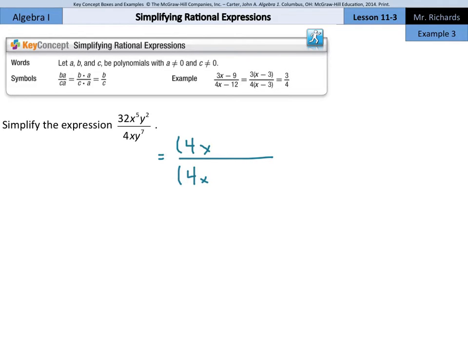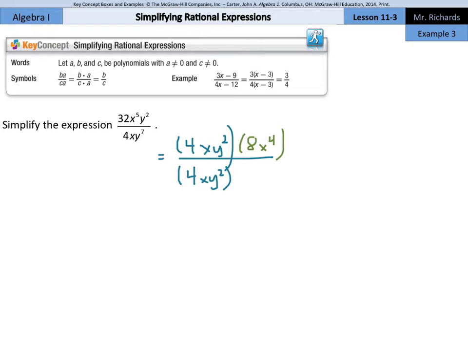And what about y squared and y to the 7th? Well, that's just y squared. So we're going to be taking out the GCF 4xy squared out of both. And what does that leave us with here? Well, from the 32, if we take out a 4, that's just 8. And from x to the 5th, if we take out 1x, that's x to the 4th. And for the y squared, when we took out a y squared, that leaves us with just the number 1. So it's just 8x to the 4th on top.